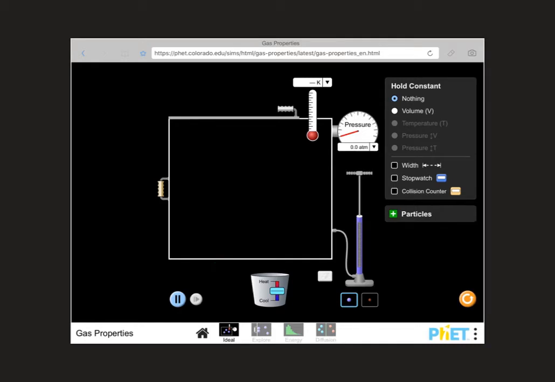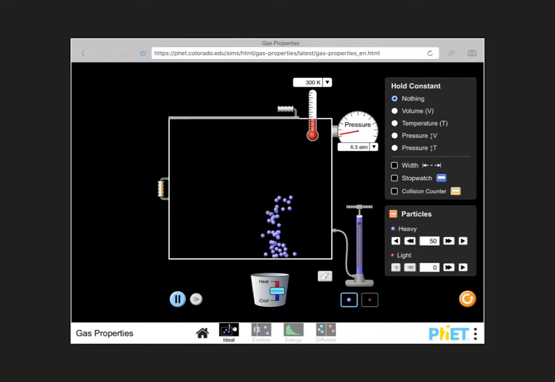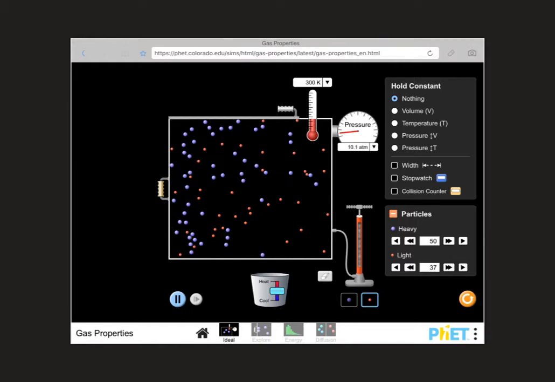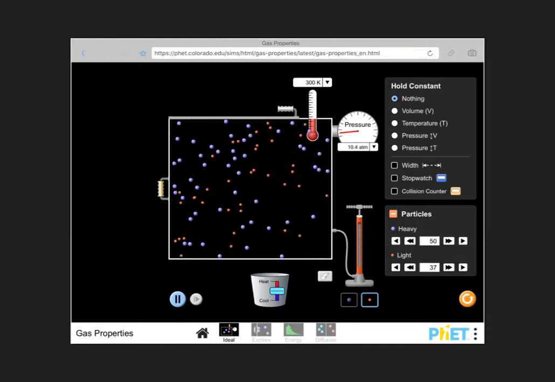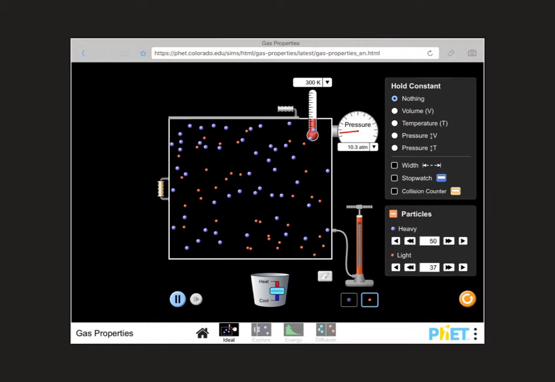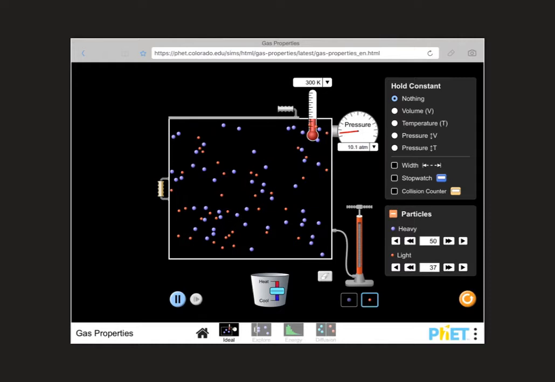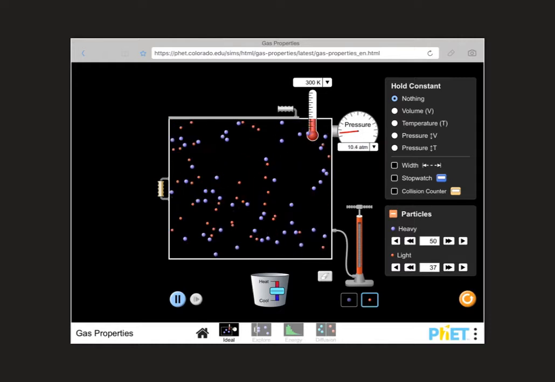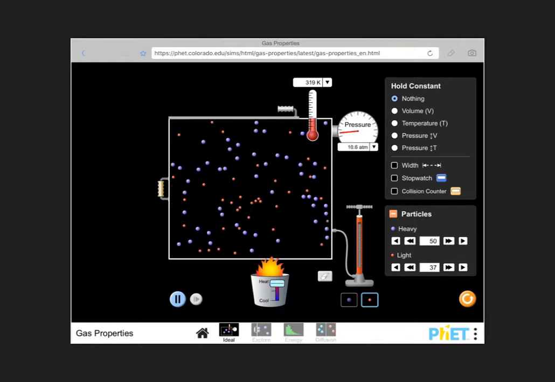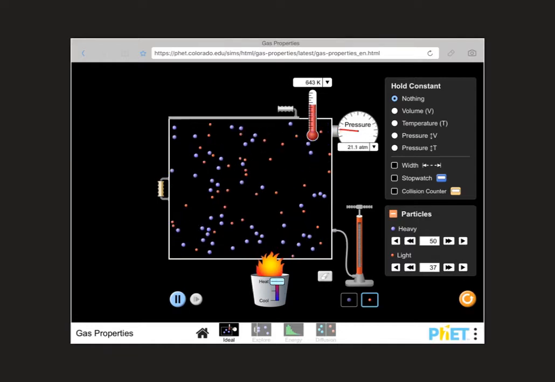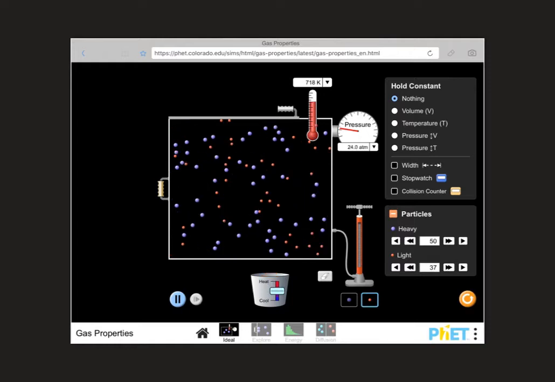So for this first one, I'm going to pump some gas molecules in. If I click on this, it tells me how many particles I have. So I have 50 of the heavy particles, and I'm going to pump 50 light ones in there as well. And you can see how this impacts the temperature and the pressure. If we adjust this, I can heat it up. You can see the temperature is increasing, and the pressure is also increasing because of PV equals nRT.